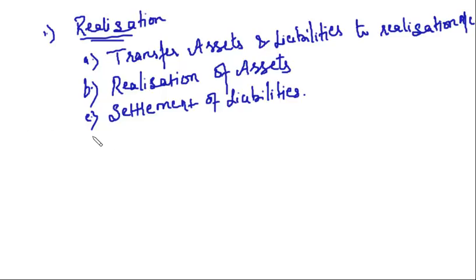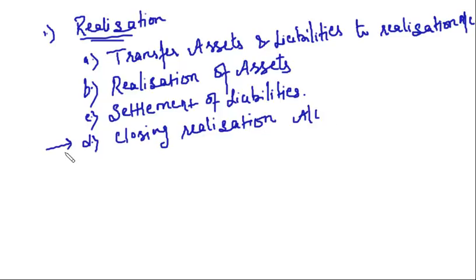Now, the 4th step is closing realization account. This is what we are going to do in this lecture. First of all, transfer all the assets and liabilities to realization account. Then realize the assets and settle the liabilities, for which we have various rules from the previous lecture. Like if the asset is sold for cash, what is the journal entry? If the asset is taken over by the partner, then what is the journal entry? If the asset is taken over by one of your creditors in settlement of the liabilities, in that case there will be no journal entry.